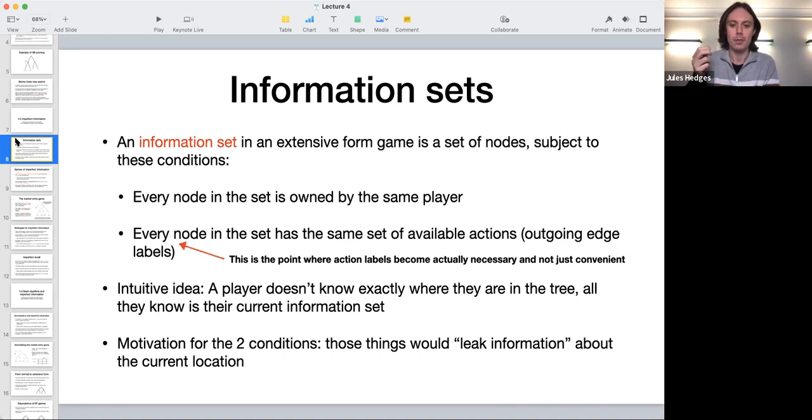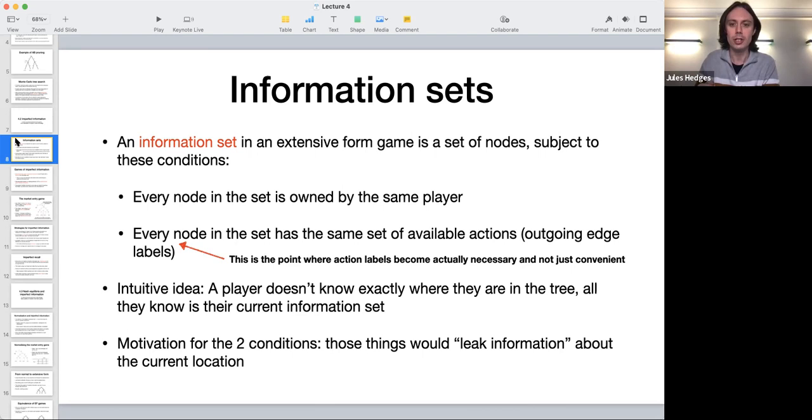And the idea is that when the game is in some node, the player who is making the choice doesn't necessarily know that they're in that node, but as far as they know, they could be in any of the nodes in that information set. So they have an uncertainty over whether they are here or here or here, but they know that they're in exactly one of these.